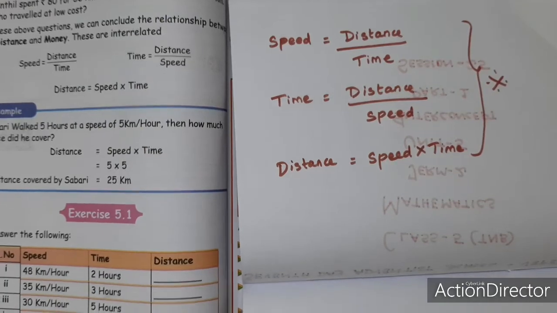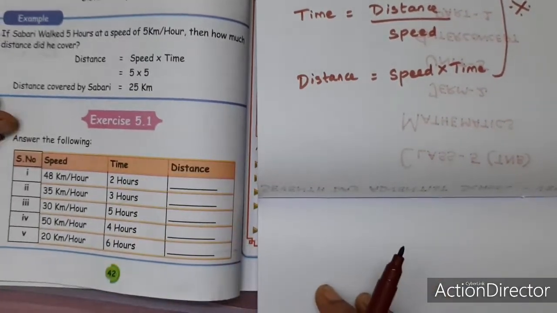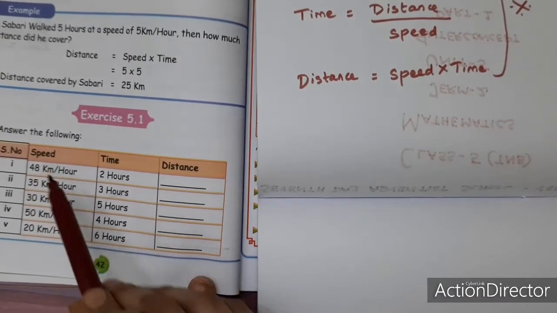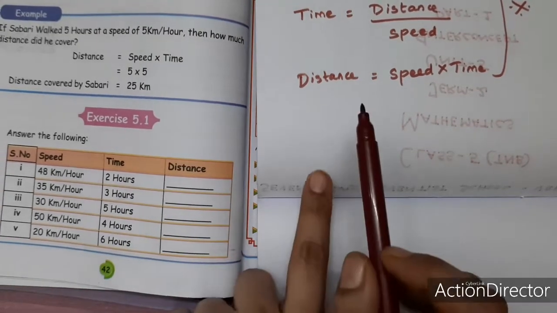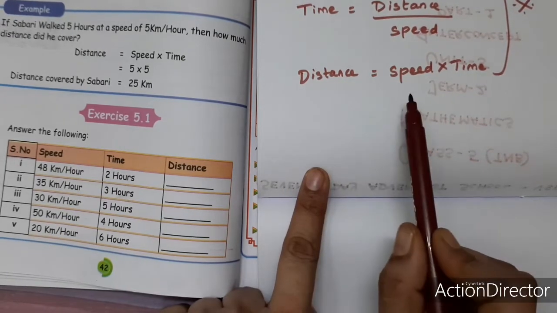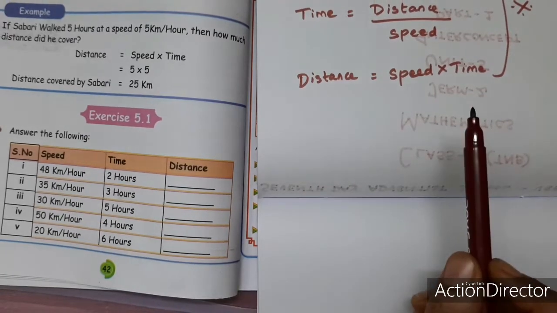Okay, so we shall go to the exercise 5.1. Answer the following. So they have given the speed and they have given the time. They have asked you to find the distance. So what is the formula? To find the distance, the formula is distance equal to speed into time. What is that? Speed into time.